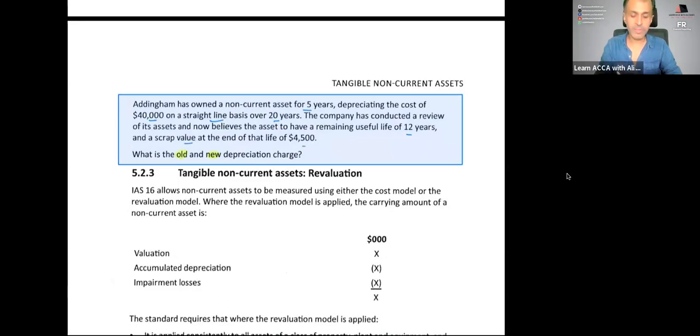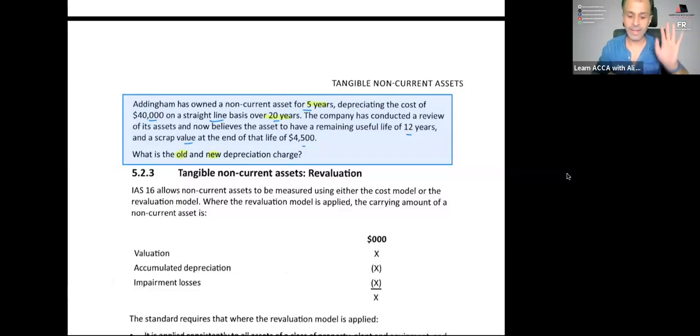Scrap value is also given. Initially, they had no scrap value. Now they have started expecting a scrap value also. See, after 5 years they're standing today. Eddingham has owned an asset for 5 years. It means 5 years have gone by and they are standing at the end of the 5th year of the asset. And the total life is 20. So 20 minus 5 equals 15 years. So the original remaining life is 15 years.